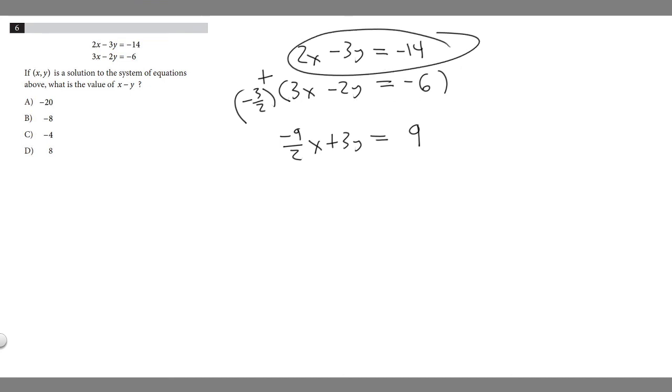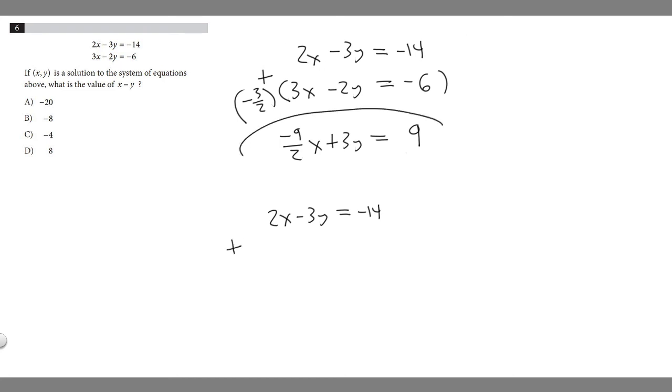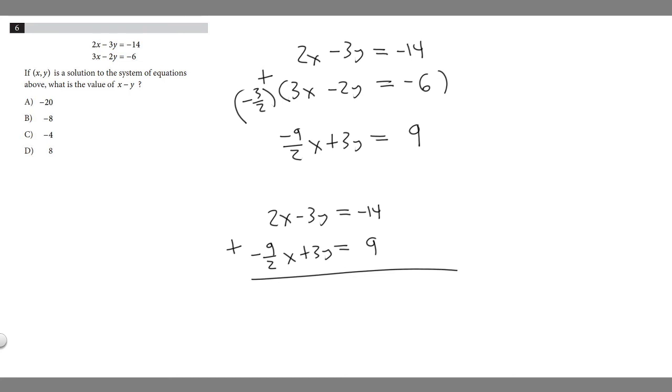Now we can use the elimination method by adding them. We have 2x minus 3y equals minus 14. I'm just rewriting this top equation, and then we're going to add it to the equation we just got: minus 9 over 2 x plus 3y equals 9. The cool thing about this is that when we add minus 3y to 3y, they're going to cancel. That's going to allow us to get x by itself so we can actually solve.